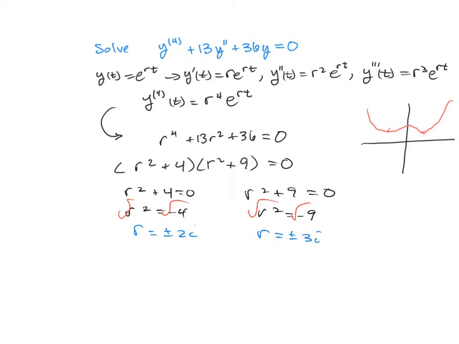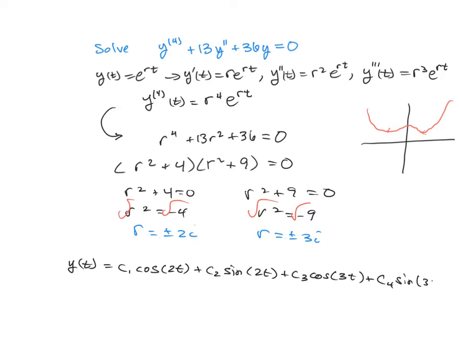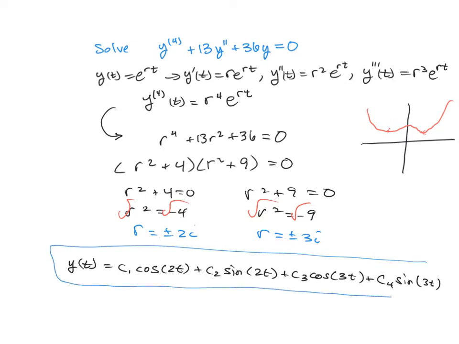So this first value of r is going to give us a sine and cosine for 2t. The second value of r is going to give us a sine and cosine for 3t. So that's going to give us our 4 terms that we need. So our y of t is going to have a c1 cosine of 2t and a c2 sine of 2t, a c3 cosine of 3t, and now a fourth arbitrary constant, c4, sine of 3t. So those 4 terms will build our general solution.